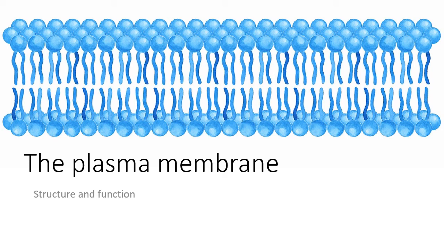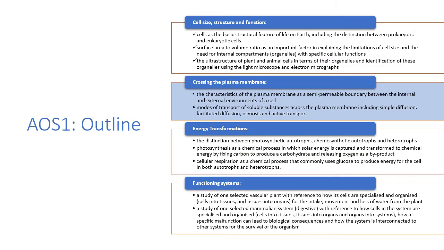In this PowerPoint, I'll be going through the structure and function of the plasma membrane. This is part of Area Study 1 for Unit 1 Biology for crossing the plasma membrane. So today we're focusing on the characteristics of the plasma membrane as a semi-permeable boundary between the internal and external environments of a cell.